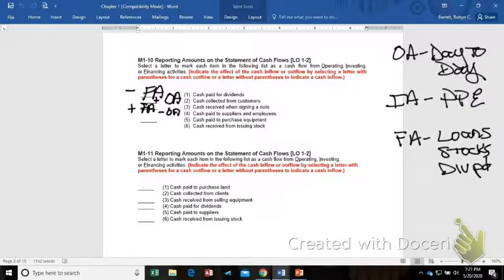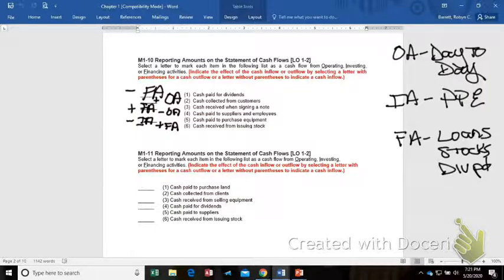Cash paid to purchase equipment. Investing. I think we got two different answers, but it would be IA. IA, property, plant, and equipment. So we paid to buy equipment. So equipment would not be a normal thing. That would be PP&E. And then cash received for issuing stock. Plus FA. Yep, plus FA.